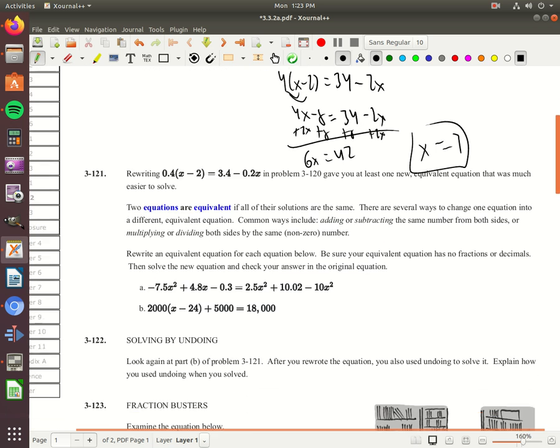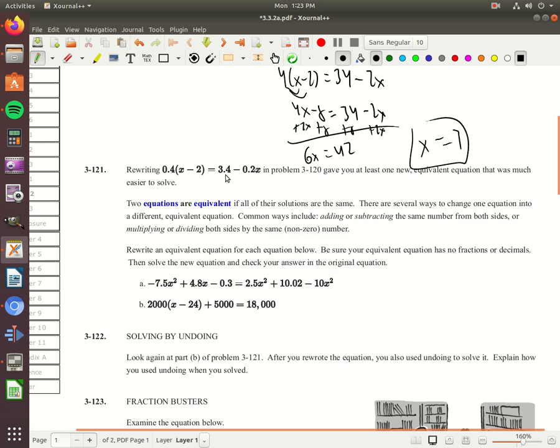It looks good. So it says rewriting 0.4, and so on. I gave you at least one new equivalent equation that was much easier to solve. So multiplying by 10 got rid of the decimals. So 2 equations are equivalent if all their solutions are the same. There are several ways to change one equation into a different equivalent equation.